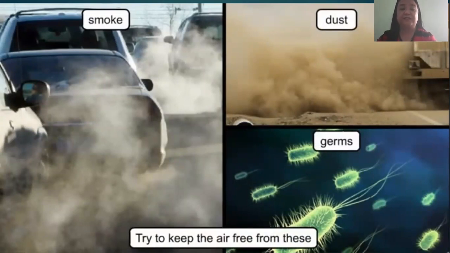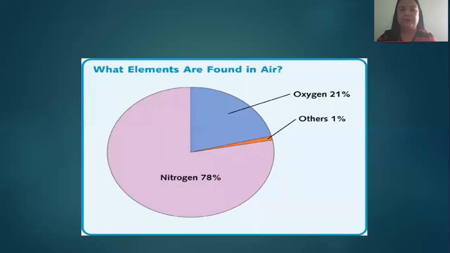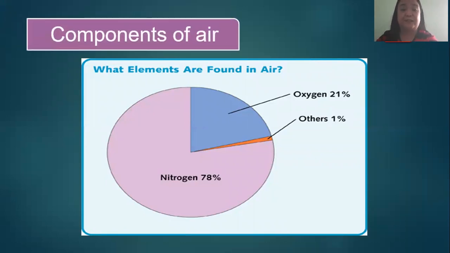Okay, so those are the different kinds of things air contains. It has water vapor, dust, and germs. Smoke, those are some examples. Now, let's talk about the components of the air. So components of air, what elements are found in air? So we have nitrogen, 78% of it is nitrogen, and oxygen, 21% is oxygen. Next, 1% is the others, carbon dioxide.